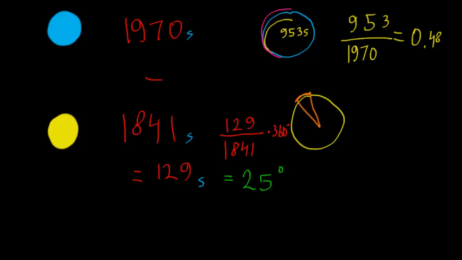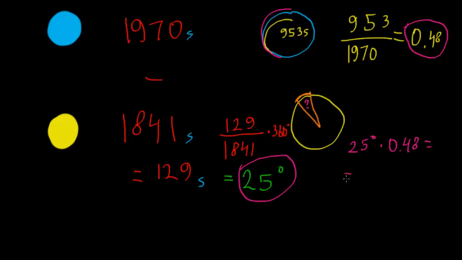And we can now use this value to find the necessary angle for us. So we're going to be able to find this angle using this. If we multiply this number by this number, it will give us the angle that we need. So basically 25 degrees, which is the difference in arc after one complete orbit, multiplied by 0.48 will give us roughly about 12 degrees.